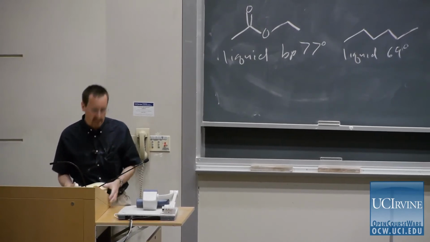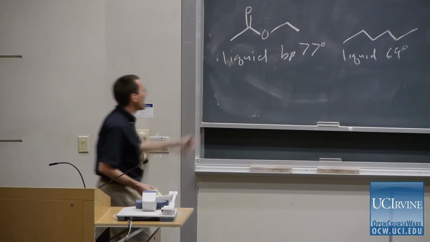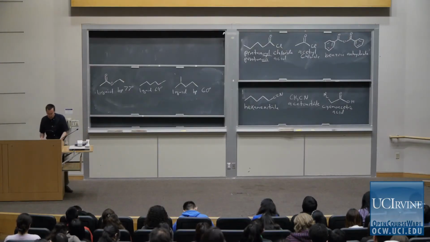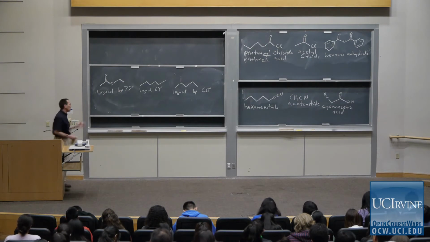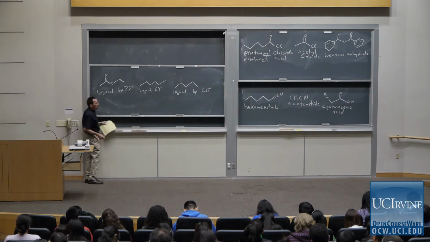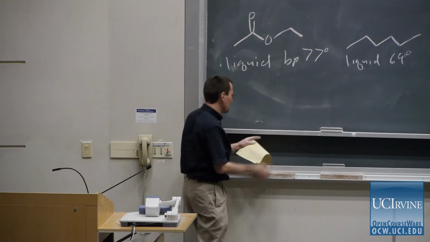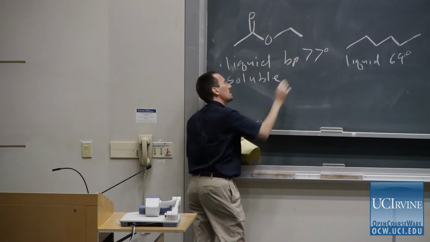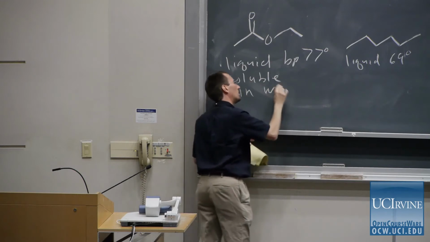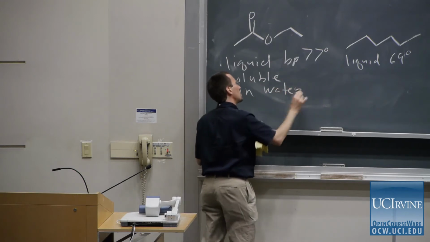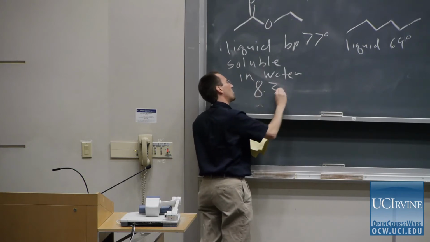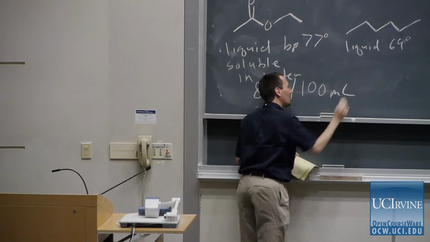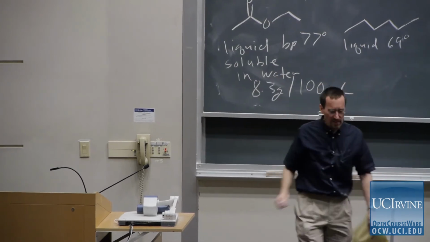And it should make sense. I mean, you have a molecule that has a molecular dipole in it. As a result, you also see differences in solubility. And all of this really can be explained by thinking about resonance structures. So I'll just add that it's soluble in water, to the extent of about 8.3 grams per 100 milliliters. And I always find that sort of interesting.